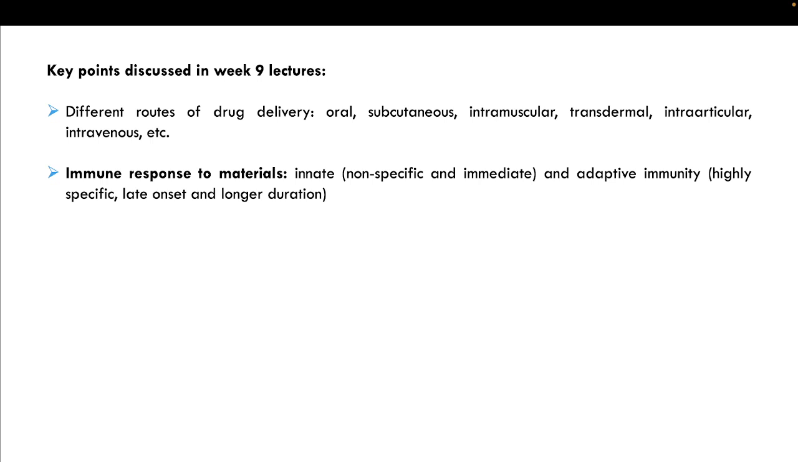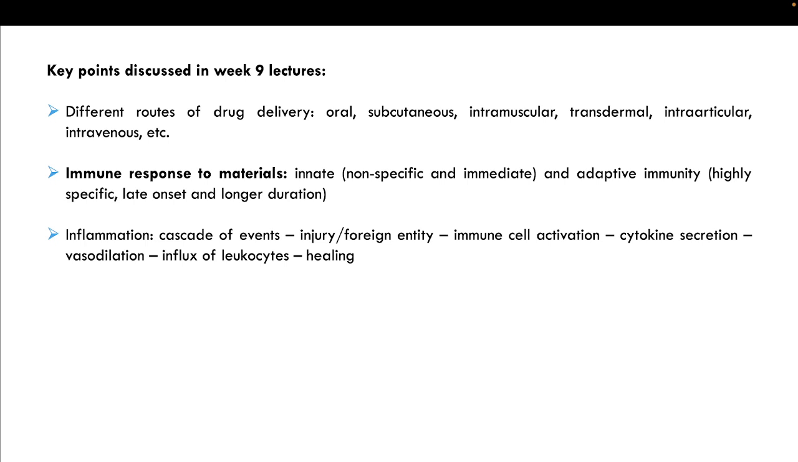For example, the memory B cells which are generated whenever a new pathogen comes in will circulate and stay in your body for even years. So whenever the same infection happens next time, your body is very ready to fight against that infection. It doesn't need much time to learn about that. So this was about innate and adaptive immunity.